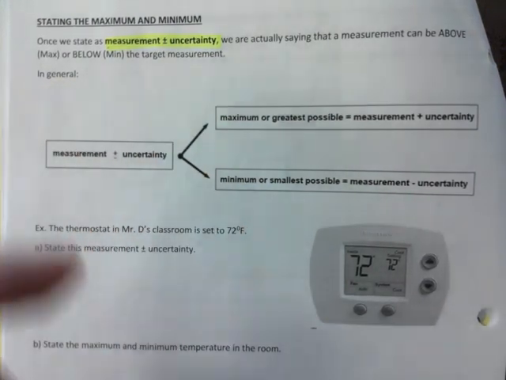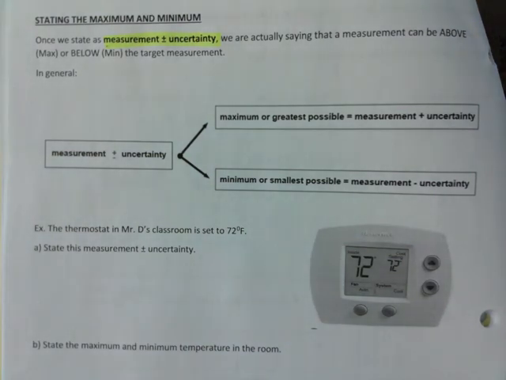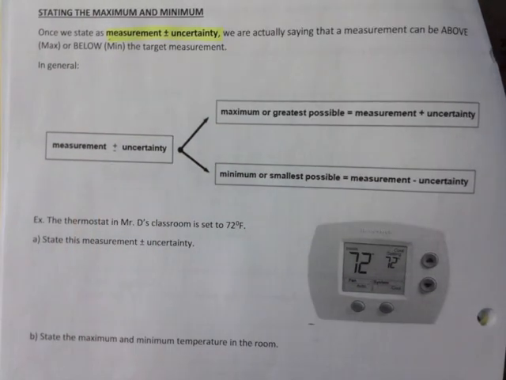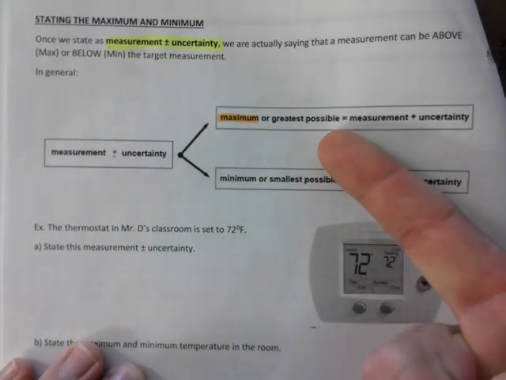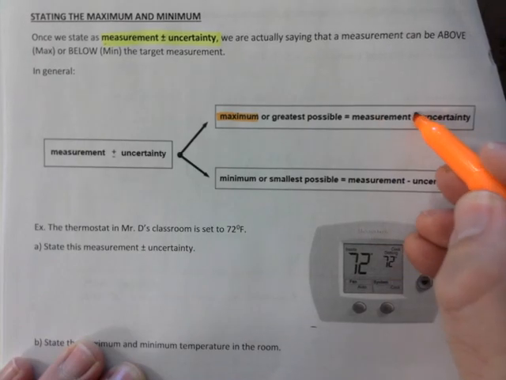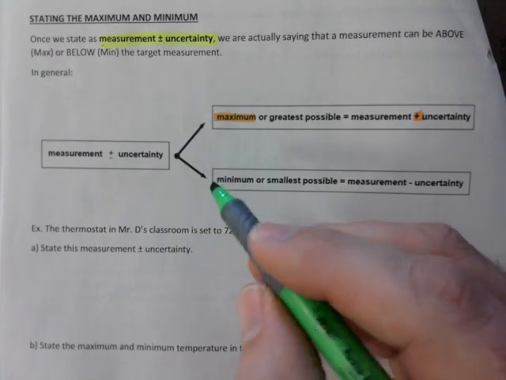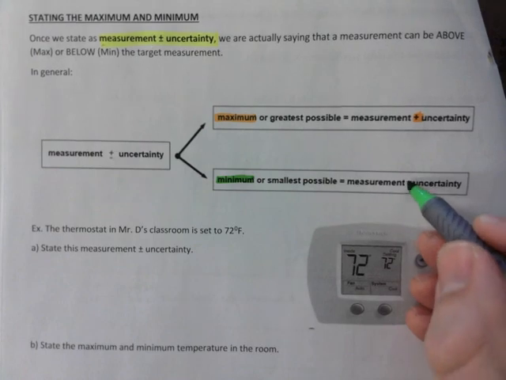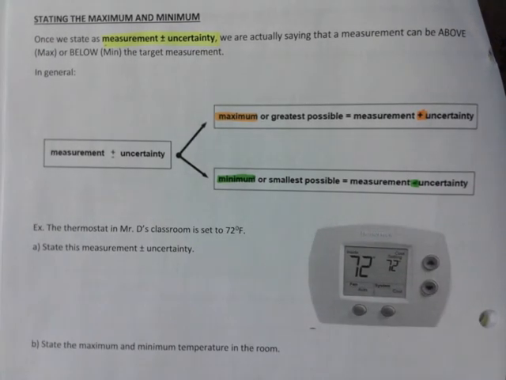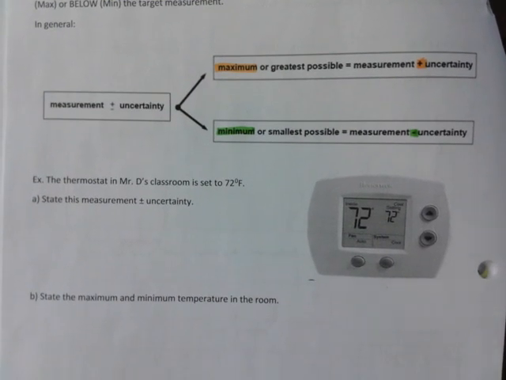In general, I'm going to highlight two things here. If you want to get the max, or the greatest possible measurement, we take the measurement and add the uncertainty. If you want to get the minimum, you take the smallest possible measurement and you subtract the uncertainty from it. That's basically what it comes down to. Remember, measurement plus or minus uncertainty.